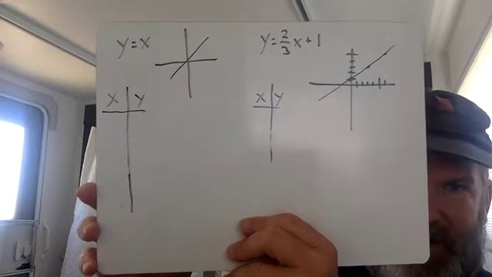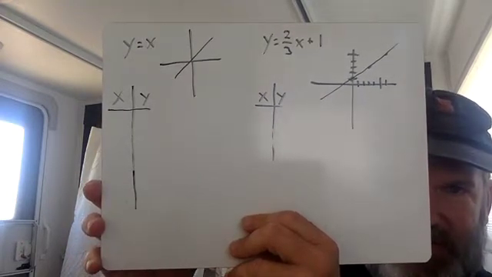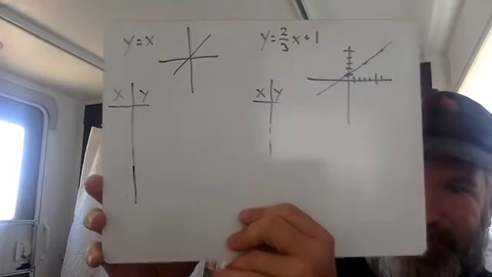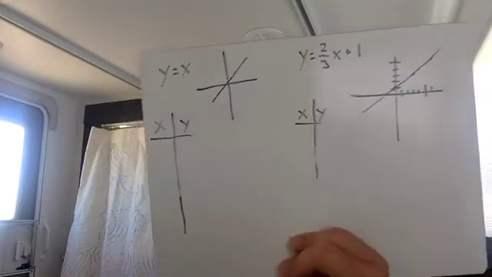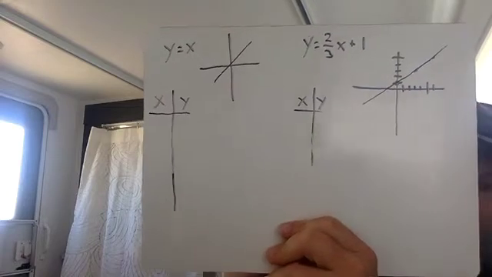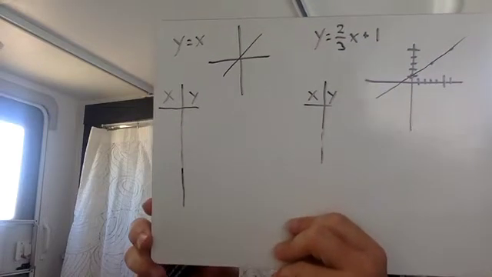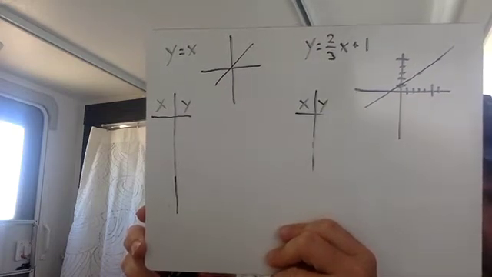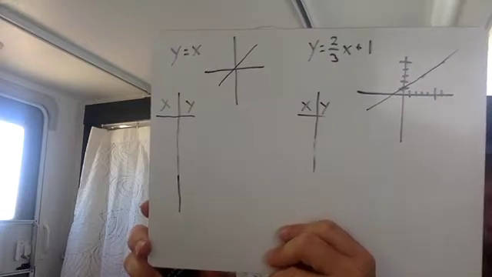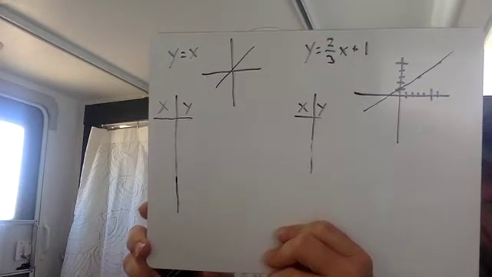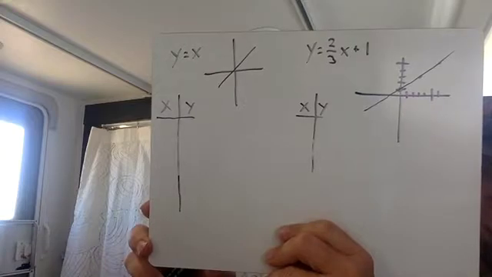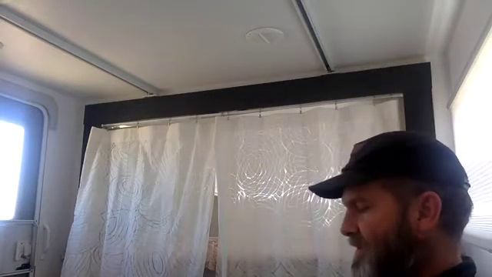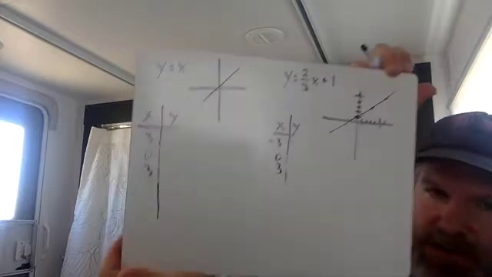So I've got two of them here. I have y equals x and I have y equals 2/3 x plus 1, and I graphed both of them for you. Now I'm going to walk you through filling out the xy table. All that is, is a bunch of ordered pairs, a bunch of points that are on that line. I'm going to use for my x values -3, 0, and 3, and then plug those into the equations to see what the y value would equal for those given x values. So -3, 0, and 3 in both of these tables.